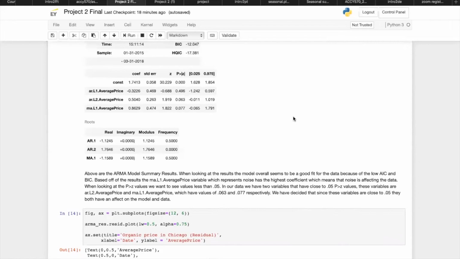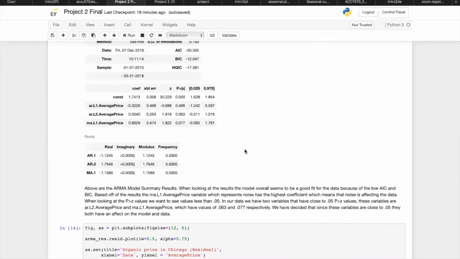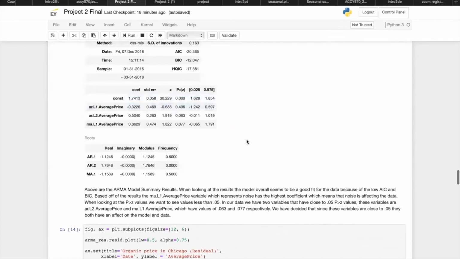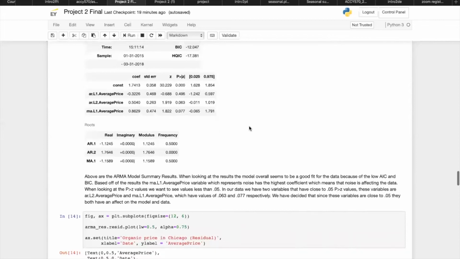And also looking at the results, you can see the P greater than Z values, we want those to be less than 0.05. As you can see in the results, there's only 2 that are close, and the 2 that are close are AR.L2 average price and MA.L1 average price. Those have 0.067 and 0.077 respectively. But we concluded that since they're relatively close to 0.05, they would have an impact on the model and the overall data set as a whole.